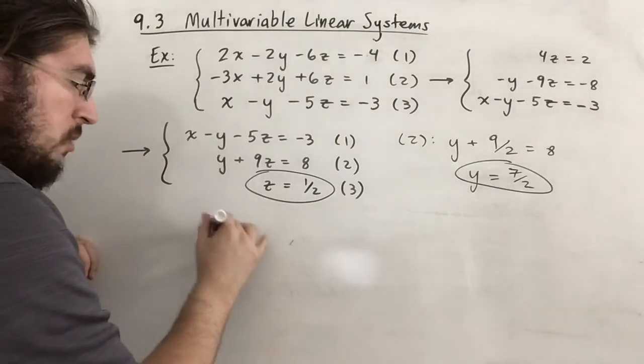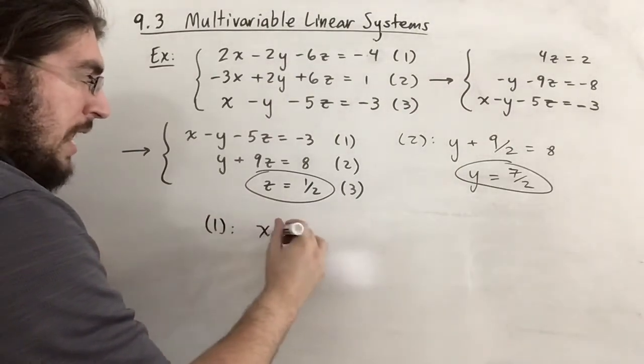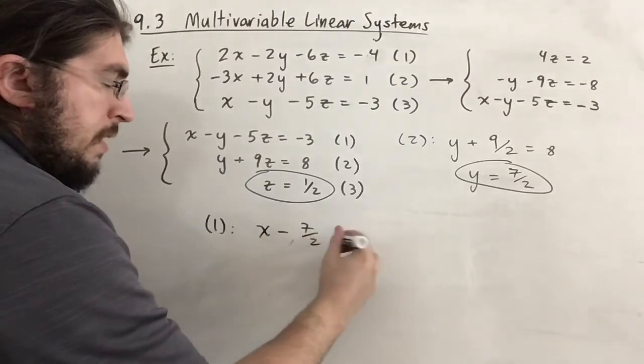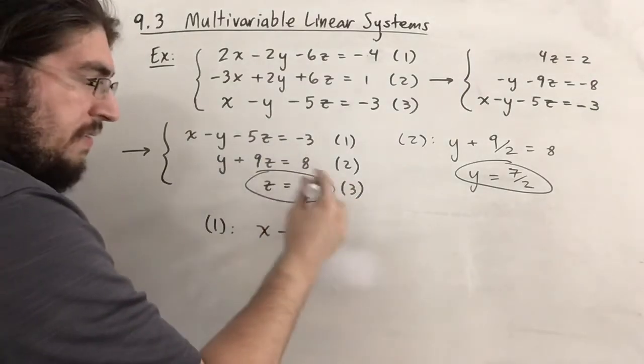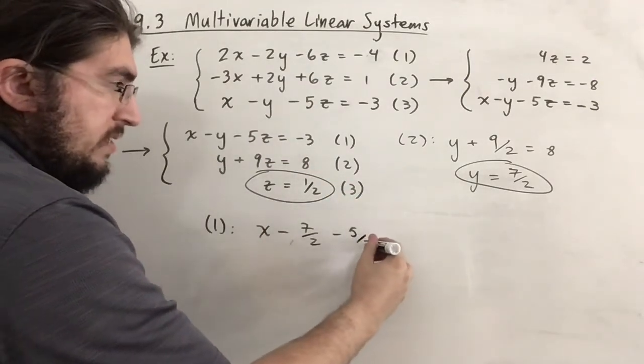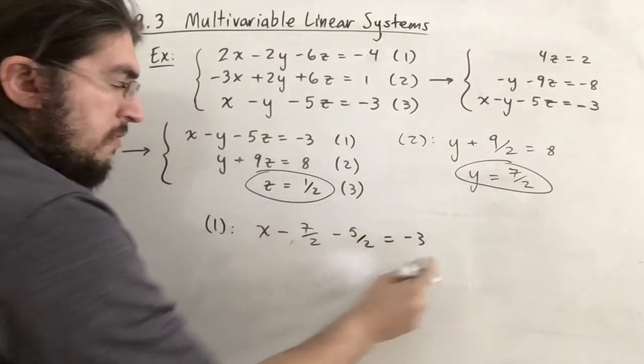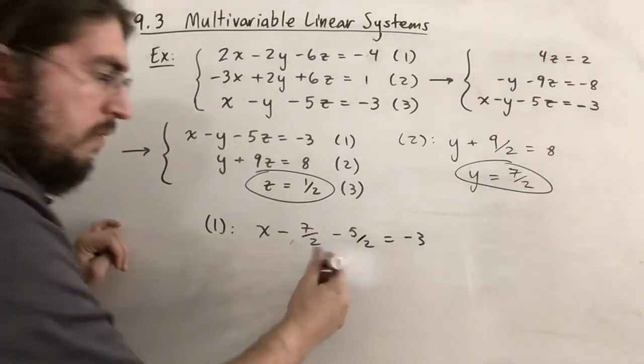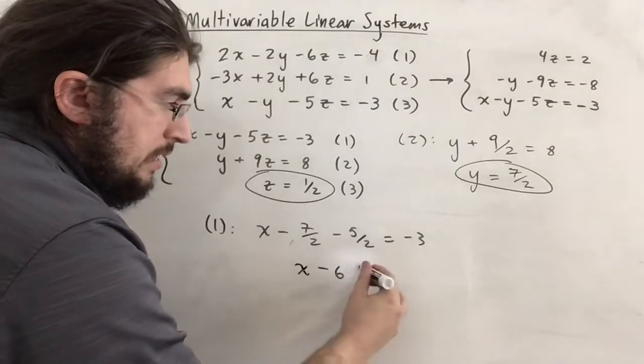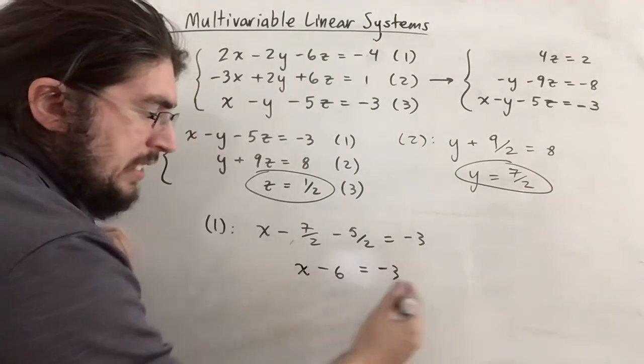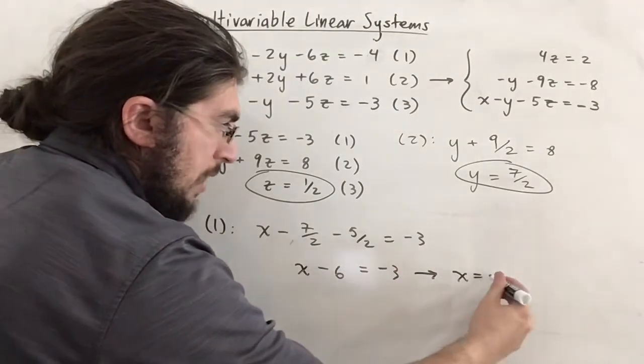And now plugging into equation 1, 1 says x minus y minus 5z, 5 times 1/2 is going to be 5/2, is equal to -3. These, of course, combine to -12/2, which is -6. And then if we just add 6 to the other side, right away we get x is equal to +3.